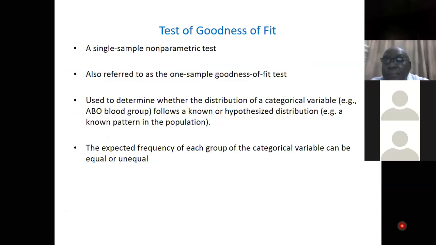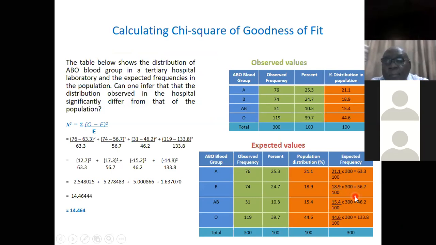If you look at the previous slide, the last bullet point says the expected frequency of each group of the categorical variable can be equal or unequal. What I mean is that sometimes when you are testing your hypothesis, you may expect the four groups to be equal, that is, each of them should be 25, 25, 25, 25%. Or it may be that there is a particular frequency, a particular pattern we want to follow.